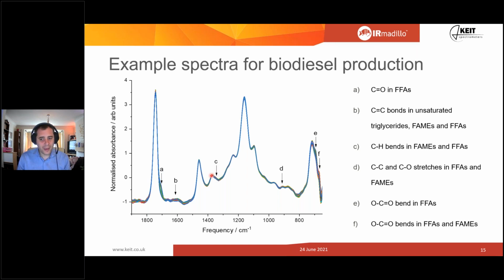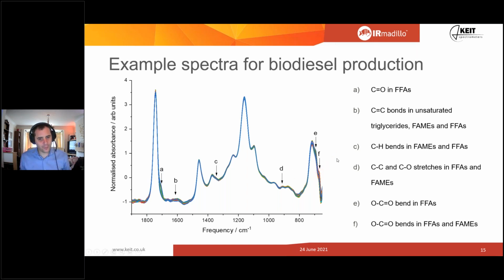We've got the CH bends in FAMEs and FFAs. This is the CH bend in your triglyceride. We've got the carbon-carbon stretches, again, in the triglyceride. And then we've got some of the stuff in the free fatty acids and the FAMEs. And then the O-C=O bend in free fatty acids. That's a bit of a weird one to get your head around exactly what's happening there, but the whole molecule is kind of bending a bit like scissors on a hinge. And then we've got a different version of that in the FFAs and the FAMEs as well.